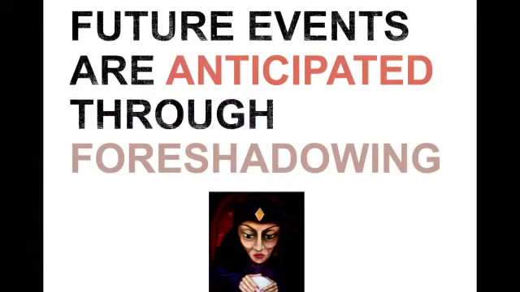Future events can be anticipated through foreshadowing. Now, if we can start anticipating as a reader or as a viewer what's going to happen next in the story, that is called foreshadowing. If we can get those hints and clues, that sets up suspense. We're not 100% sure what's going to happen, but we think this might happen, and that will give us suspenseful thoughts.